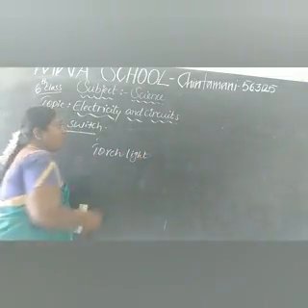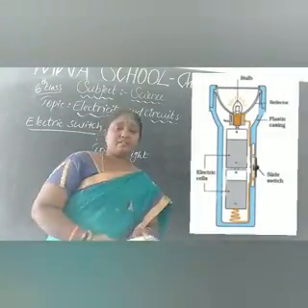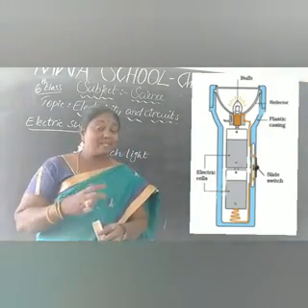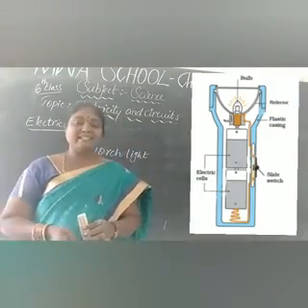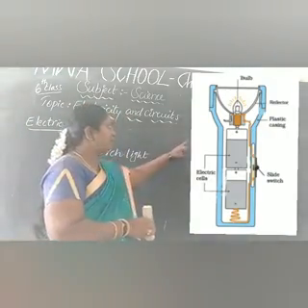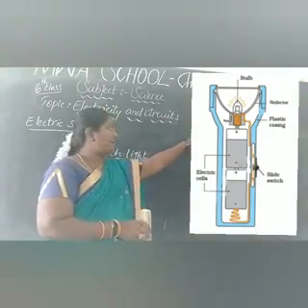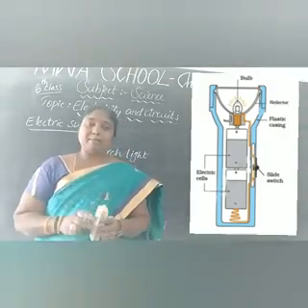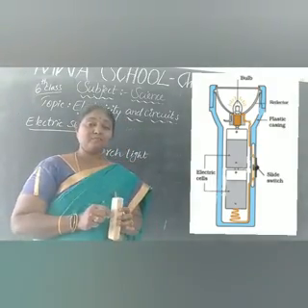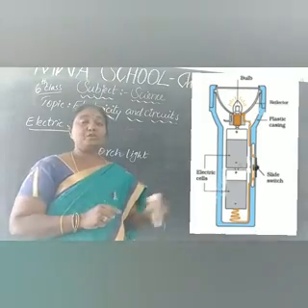So I can show you the picture of the torchlight. You have seen the outside. What about the inside? Inside also it will be having the two cells and a switch, and on the front side we are having the bulb. If the switch is on, the bulb is going to glow.